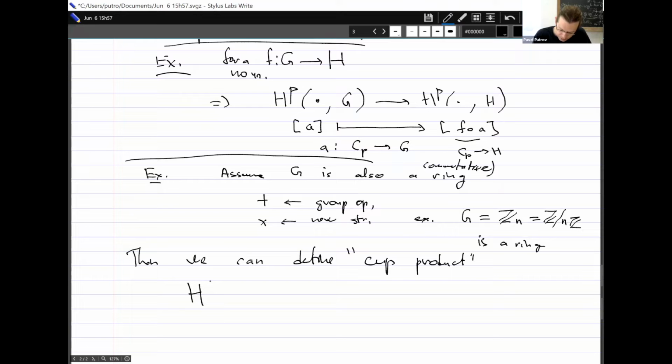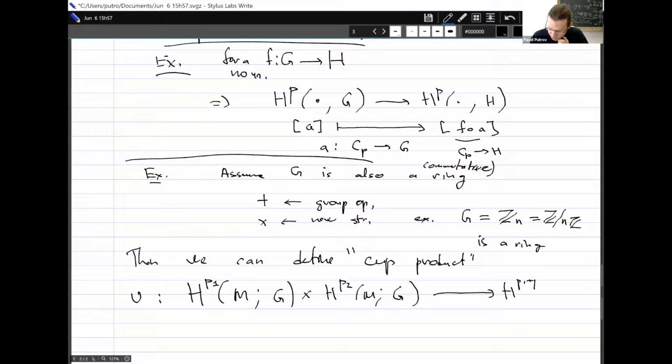So it's a map from H P. So let us fix our space M, H, let's say P1 with coefficients in G times H P2 with coefficients in G to, so this is usually noted like this. That's why it's called cup, to H P1 plus P2 G.